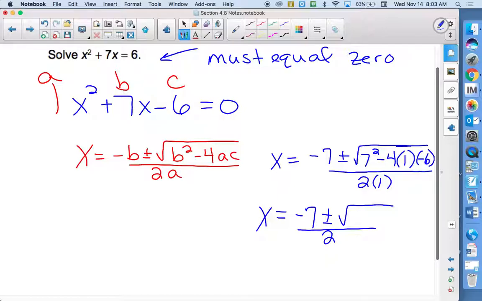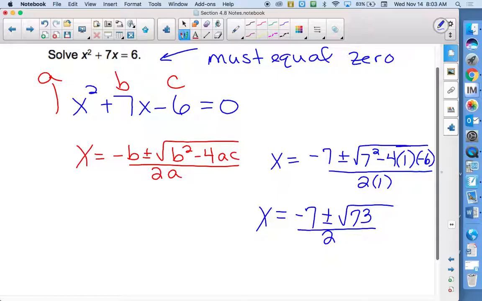Patty? 73. So we have negative 7 plus or minus the square root of 73, and the bottom is 2 times 1, which is 2. Can you break down the square root of 73? Because we're dealing with square roots, we still have to think about trying to break them down. Do you think 73 can be broken down?